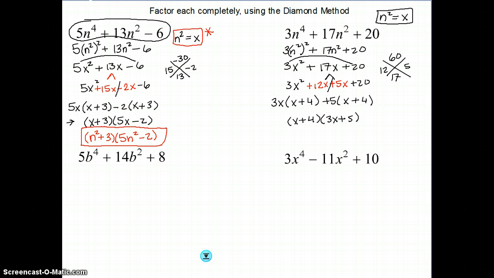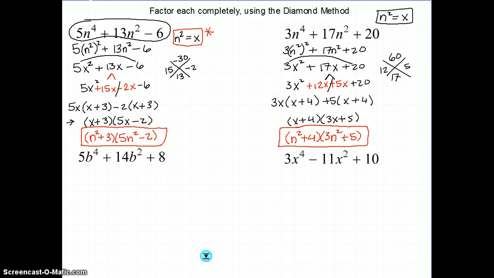Now remember to check. We started with n's, but we ended with x's. So we need to replace our x's with the n's just as we did in the beginning. So in place of my x, I'm going to write an n squared. So I have n squared plus 4. And in place of my x in the second parentheses, I write n squared. So I have 3n squared plus 5. Neither of these parentheses may be factored any farther, so we are done.